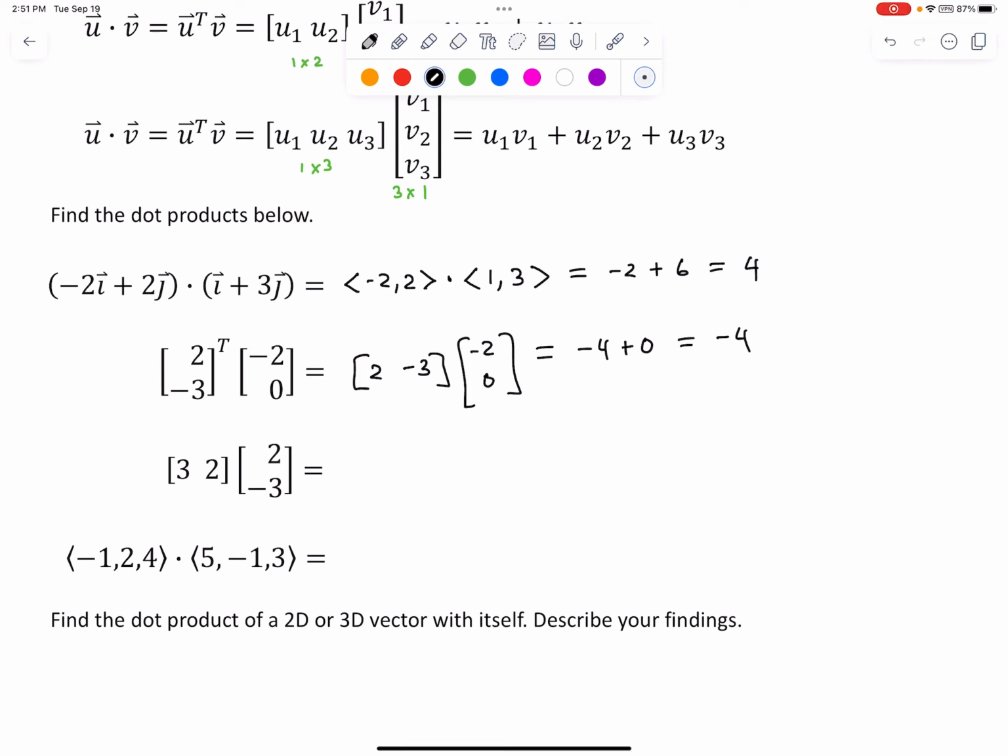The third case is already presented, so that matrix-matrix multiplication can be done right away. We get 2 times 3 is 6, plus 2 times negative 3 is negative 6, and we get a dot product of 0. In the third case, we have a dot product of two three-dimensional vectors. 5 times negative 1 is negative 5. 2 times negative 1 is negative 2. And 4 times 3 is 12. So we get 12 minus 7, and we get 5.